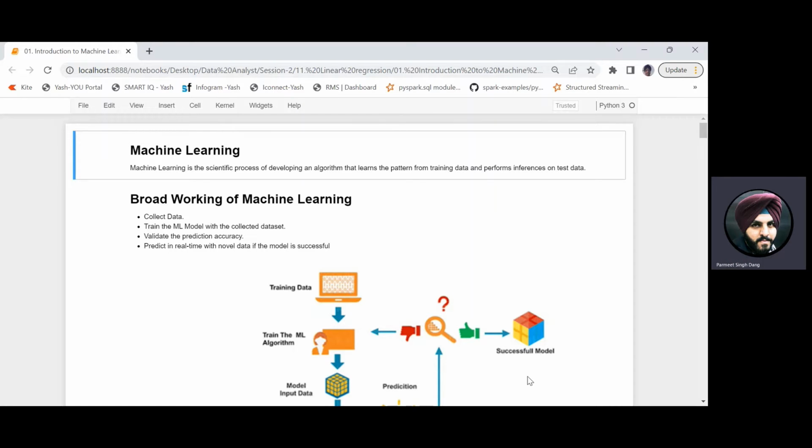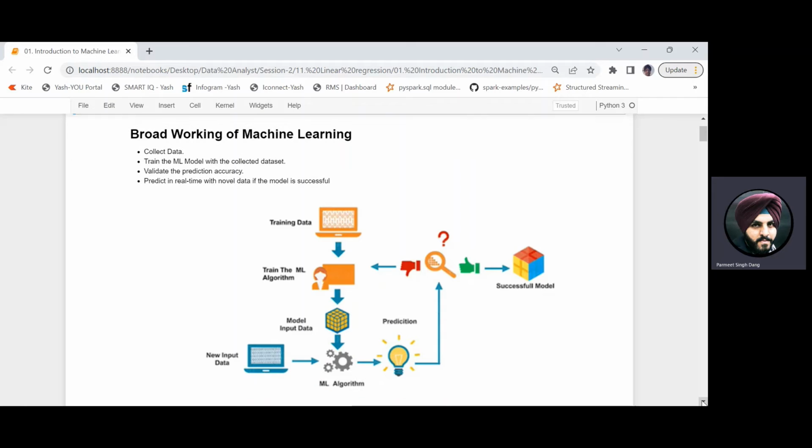Basically the broad working of machine learning is such that you would first collect the data, then you will train the model, and then you will predict the accuracy of the model, and then you would deploy that model. Let's say you got a data set, and that data set is known as a training data set or the historical data set. Here you would supply that historical data set to your machine learning algorithms, and then you would be building a model.